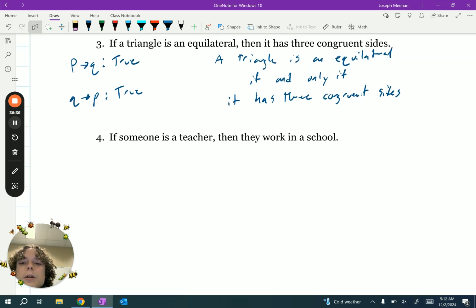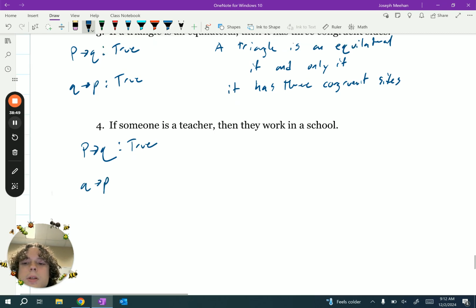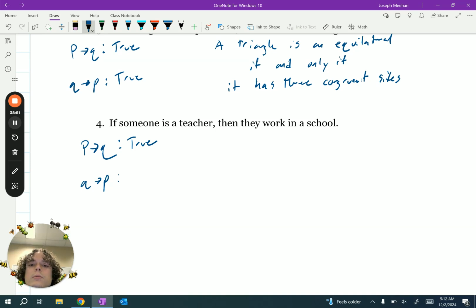The last one, if someone is a teacher, then they work in a school. So if P then Q, if someone is a teacher, then they work in a school. I think that's probably true, right? Teachers work in schools. What about if Q then P? This would say if somebody works in a school, then they are a teacher. Well, that's false, right? Because it could be a principal, you could be a janitor, some sort of administrator, athletic director, something like that. So that would be false. So then the biconditional is false. There's no biconditional that we can use, all right?